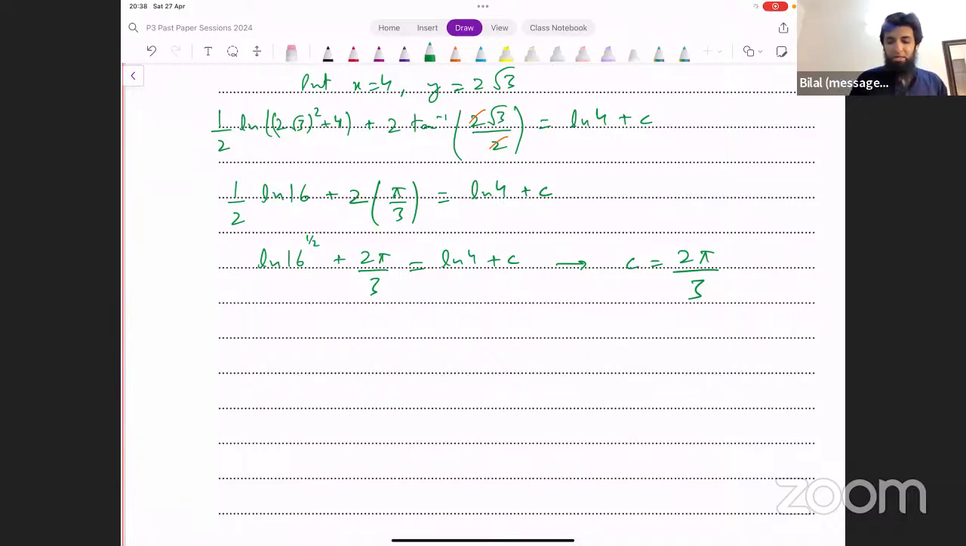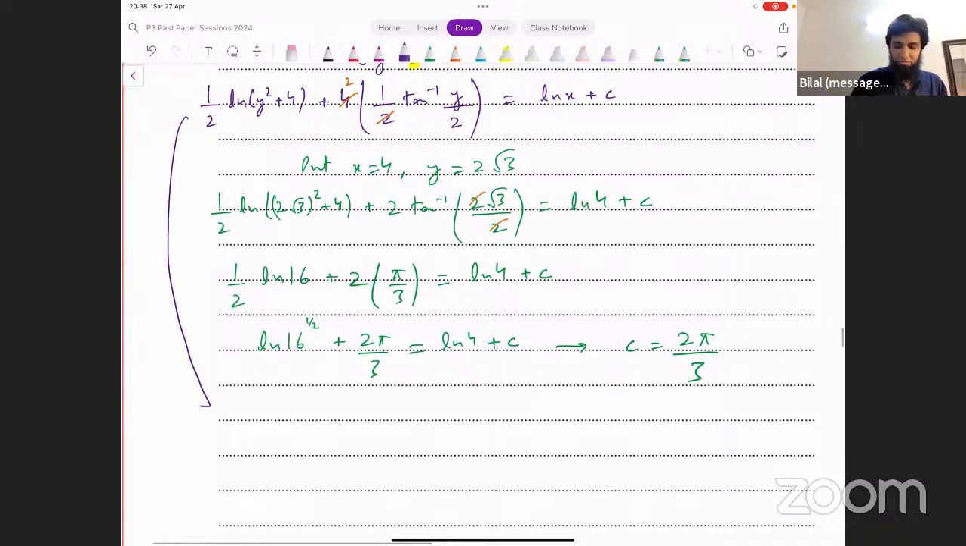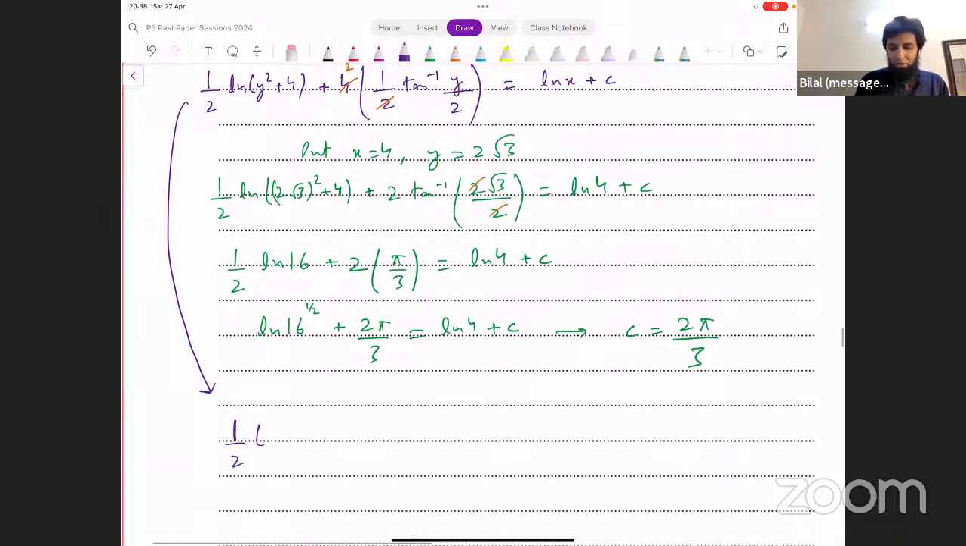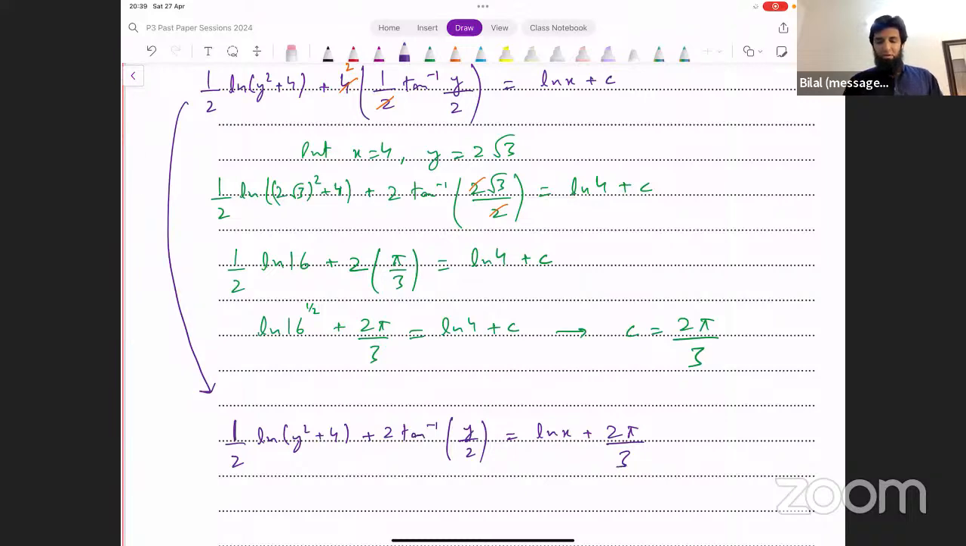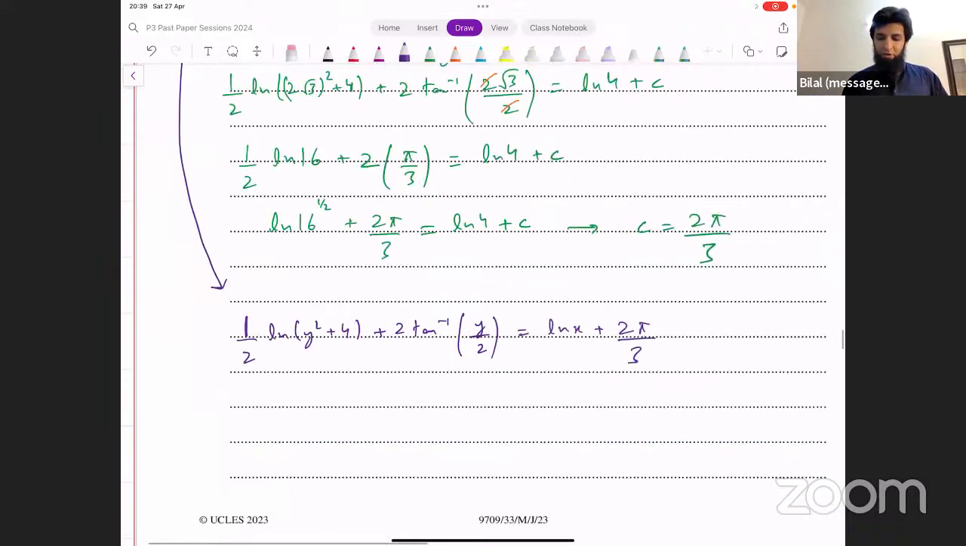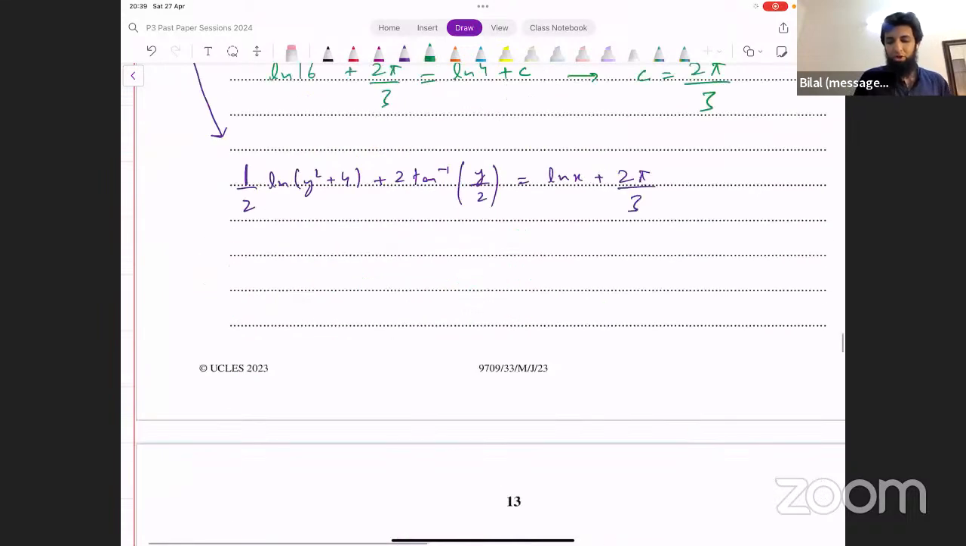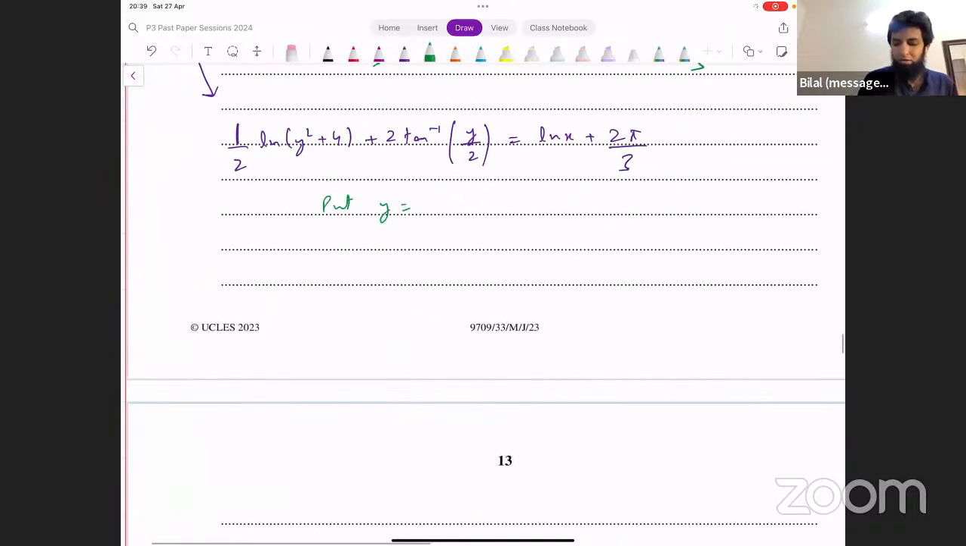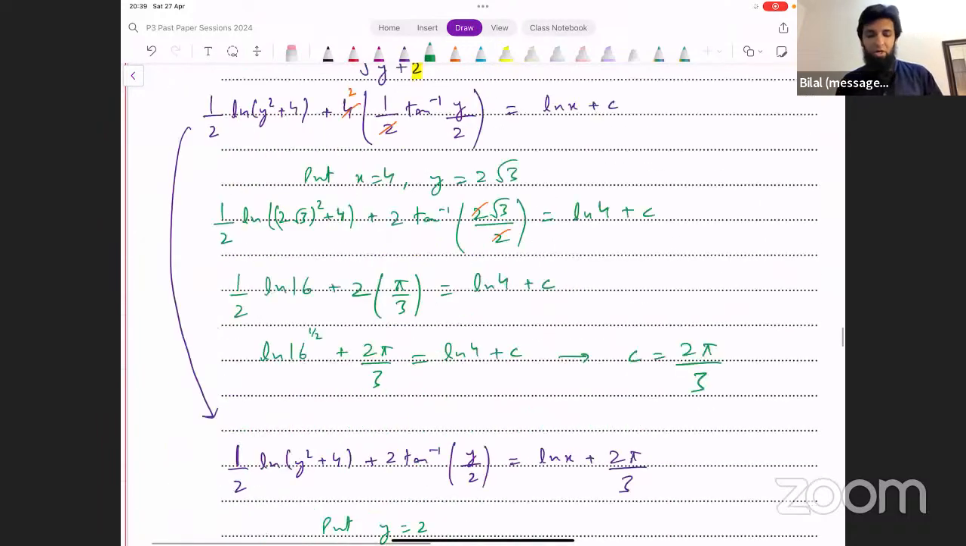Once we've got the value of c, now we put this back in this equation. That equation becomes 1 over 2 into ln of y square plus 4, that plus 2 tan inverse of y over 2. That equals ln of x plus c, which is 2 pi over 3. Okay, now what are we looking for? We're looking for the value of x when y equals 2. Now put y equal to 2 here to get the corresponding value of x.